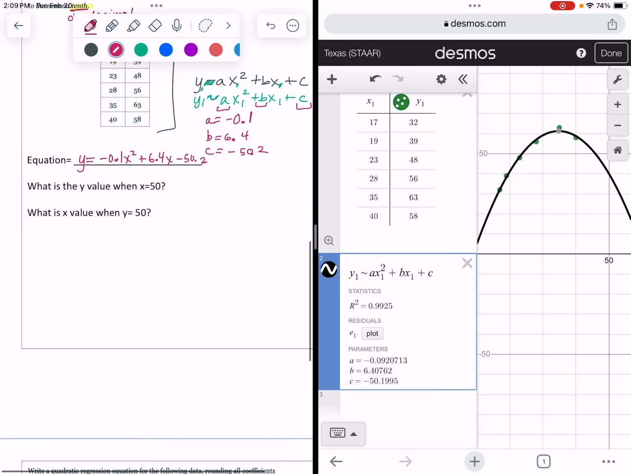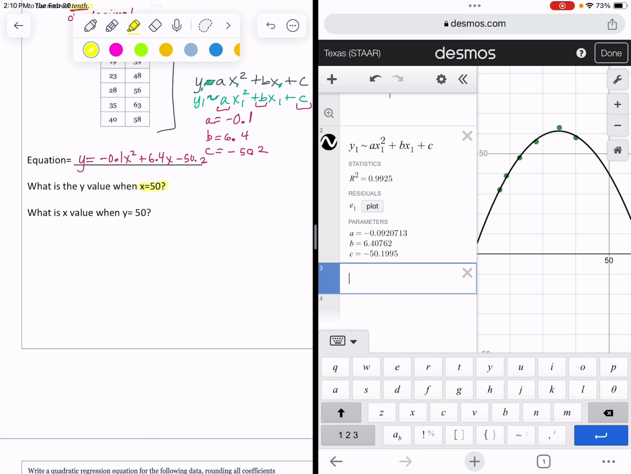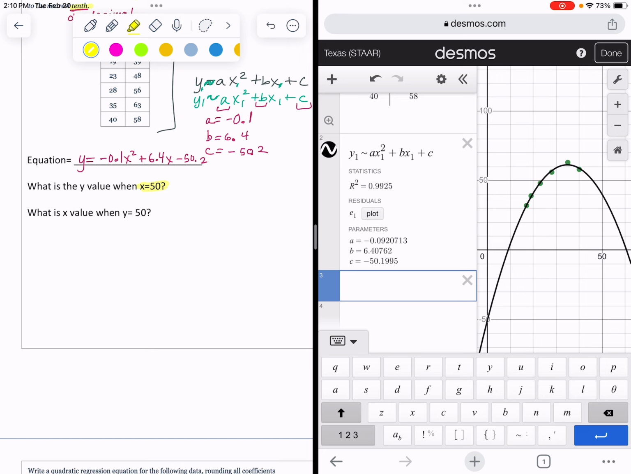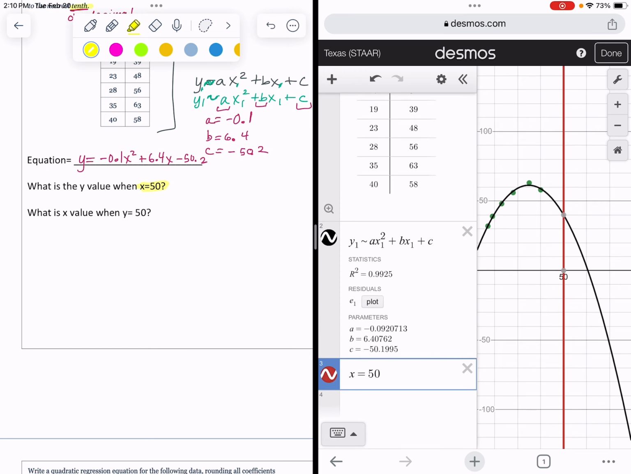Okay, and then they want us to answer some follow-up questions. So what is the y value when x equals 50? And so now we can use that equation to figure that out. And so it already graphed it here in black for us. And so if I type in x equals 50, that's the red line. I just click on the intersection. And so when x is 50, y is 40.003. And so y would be about 40.